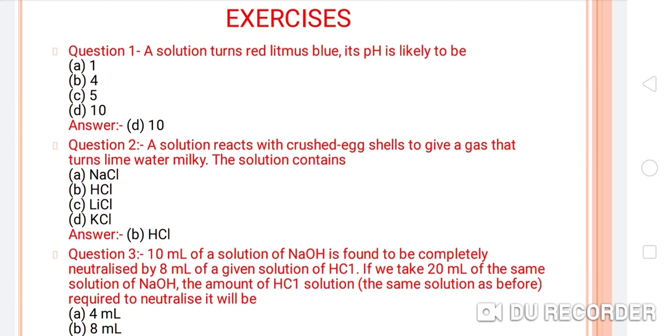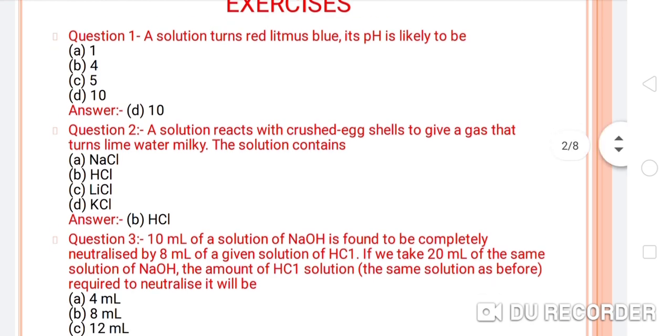When the calcium carbonate, that is the crushed egg shells, dissolves in HCl, the acidic solution, it reacts with the acid and carbon dioxide gas evolves. When this carbon dioxide is passed through lime water, the lime water turns milky. Why? Due to the formation of calcium carbonate. So B, that is HCl, is the right answer.